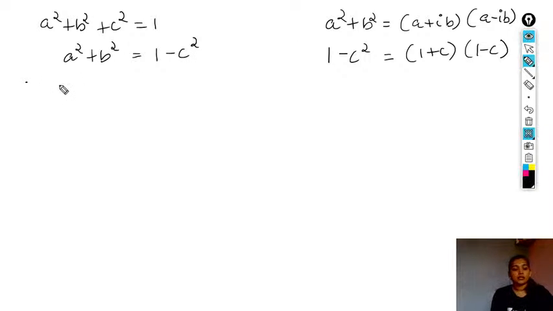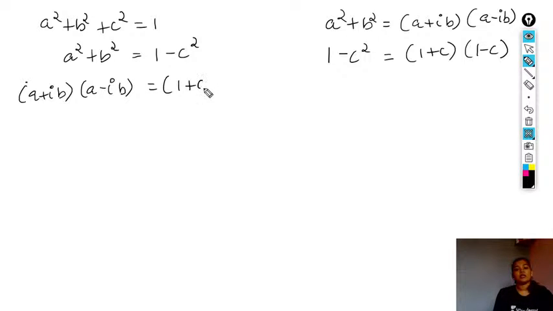So let's quickly write them down. So this will be a plus iota b into a minus iota b, and this is equal to 1 plus c into 1 minus c.